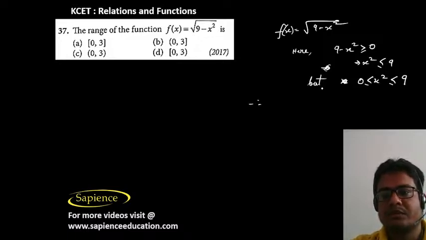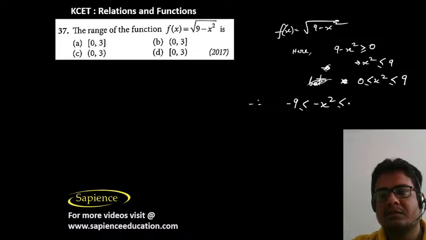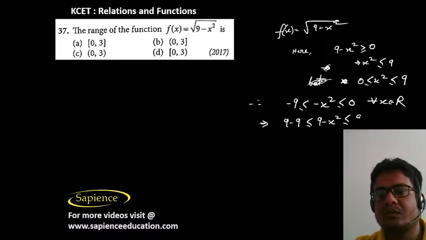So therefore we can say that minus x square will be greater than or equal to minus 9 and less than or equal to 0, for all x belongs to real numbers. Then if I add 9, we get 9 minus 9 less than or equal to 9 minus x square, that is less than or equal to 9.